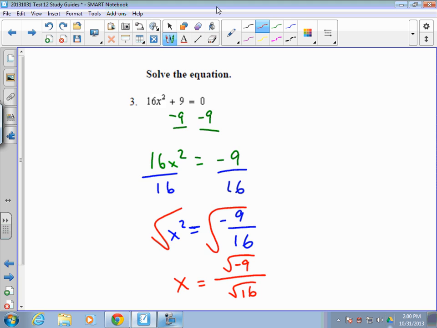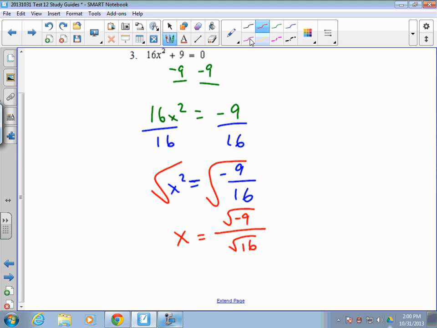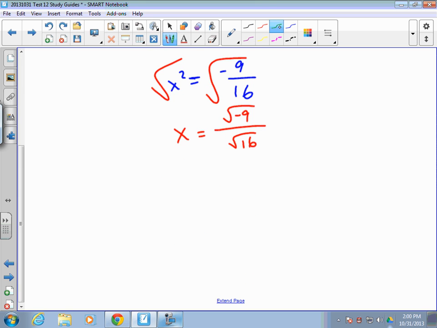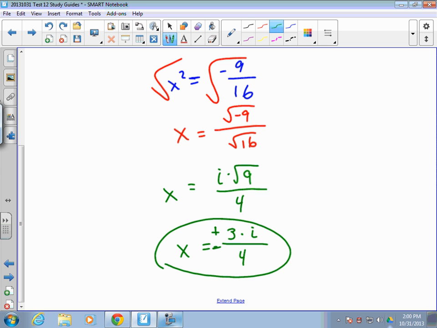Well, we can simplify that because we know we have to take out i. So that becomes the square root of 9 times i, is what x is going to be, over the square root of 16, which is 4. So x equals the square root of 9, we know is 3, times i, over 4. And again, all of that's going to be plus or minus since you had 2 square roots. So 3i over 4.